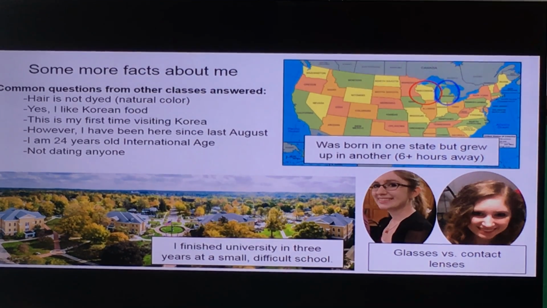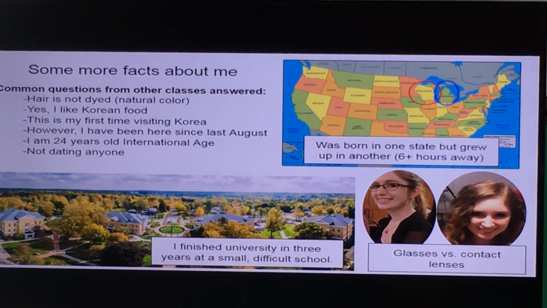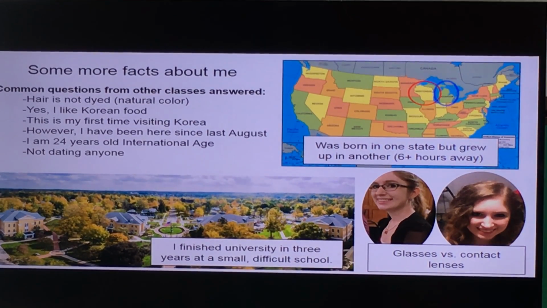I do wear both glasses and contact lenses, right? Today I'm wearing contact lenses. On occasion I wear my glasses, and usually students are a little bit startled when they see me wear glasses. I promise I'm the same person, I'm just wearing something a little bit different. And I did finish university at a very small university in a small town, not unlike Yongyang, within 3 years.